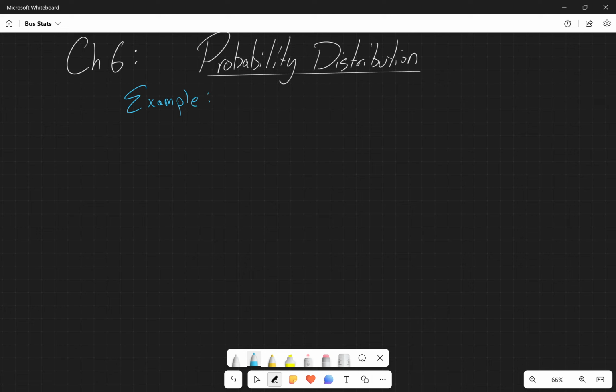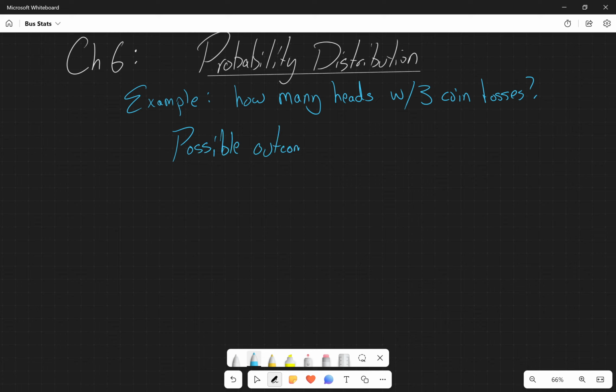So suppose we're interested in the number of heads showing up with 3 tosses of a coin. If this is the prompt that we're given, we know that the possible outcomes are 4: 0 heads, 1 head, 2 heads, or all 3 heads.